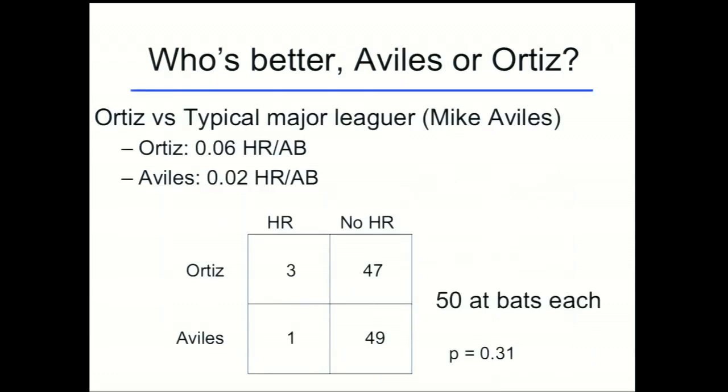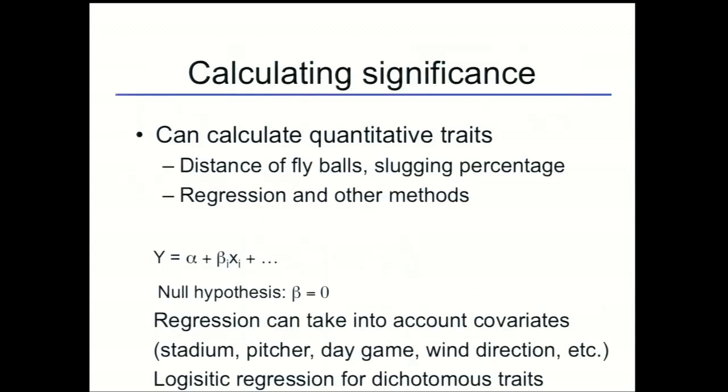So if you do this, you would actually get that with 50 at-bats, even with the typical expected outcome, you would not get a statistically significant difference. So 3 home runs is actually not statistically different from 1. Even if Ortiz were an average player, him hitting 3 home runs would not be that unexpected.